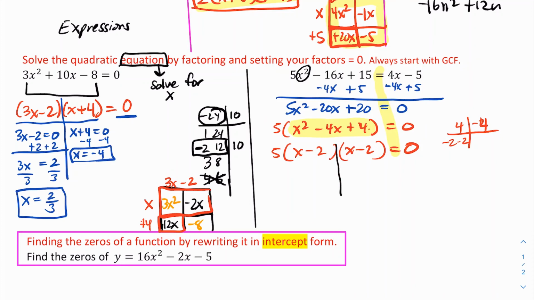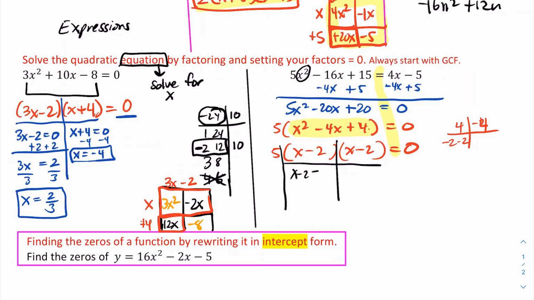In order to make this equal to 0, then either this has to be 0 or this has to be 0. Because you're saying 5 times something else equals 0. The only way that that's true is that this is 0 or this is 0. That cannot be 0. Why? Because it's a 5. So we set them equal to 0. We don't care about the 5.